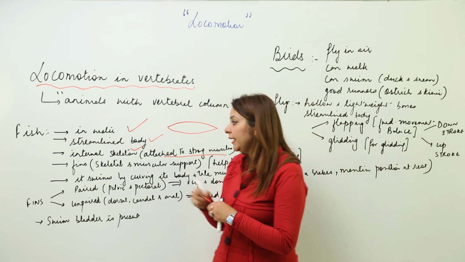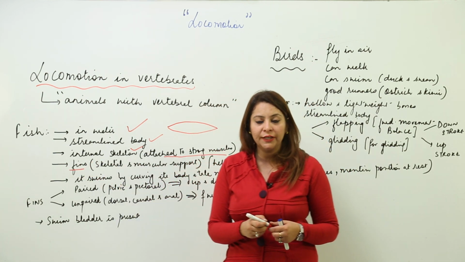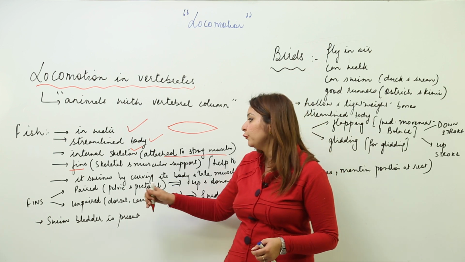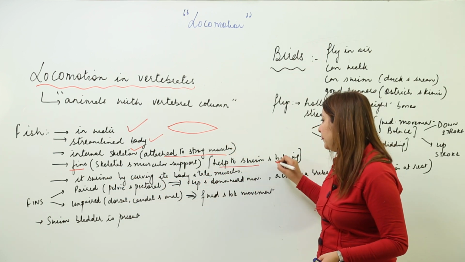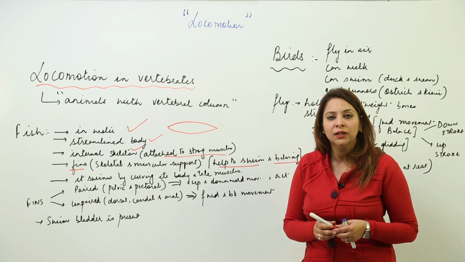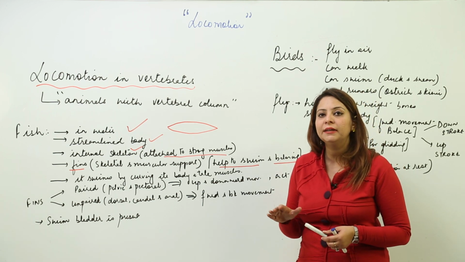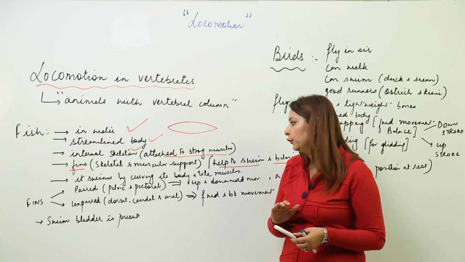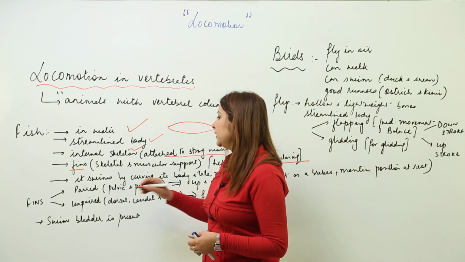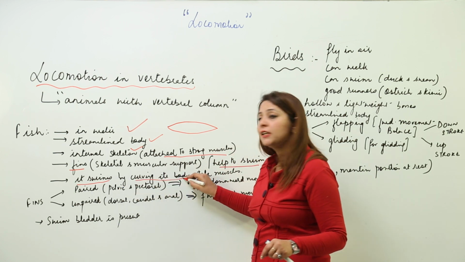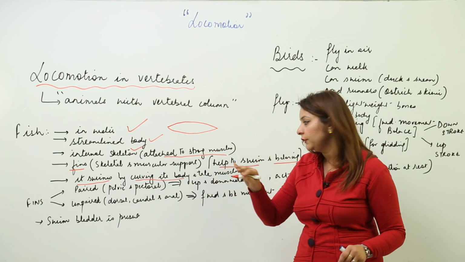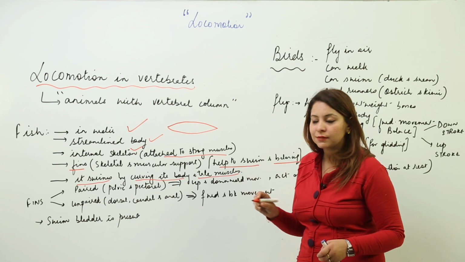So we know that they have fins for the movement. For what purpose are the fins meant? They help to swim and they help to balance the body. So how does the fish swim? It swims by curving its body and the tail muscles.